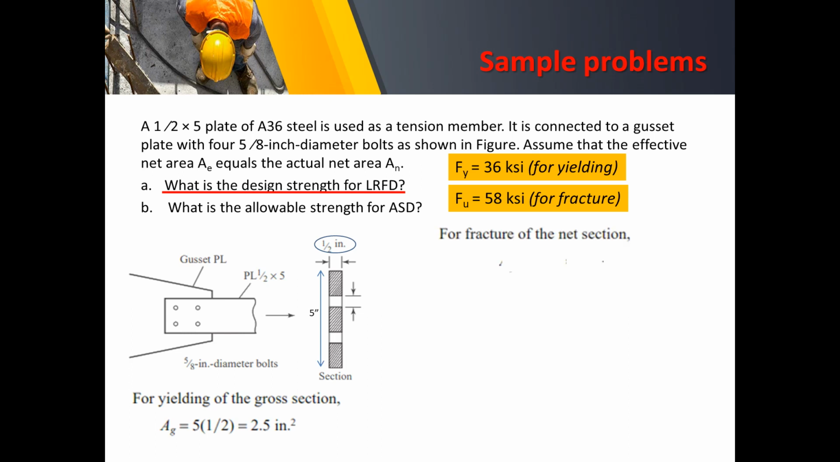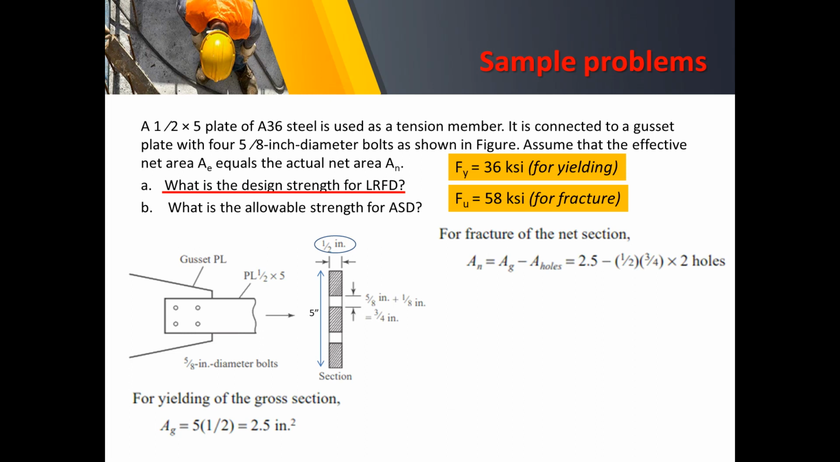For the fracture of the net section, A_n will be equal to the gross area minus the area of the holes. So the gross area is 2.5, and considering the holes, of course, as I mentioned earlier, we have to add 1/8 to the diameter. The diameter here is 5/8. We add 1/8, that would yield 3/4 inches.